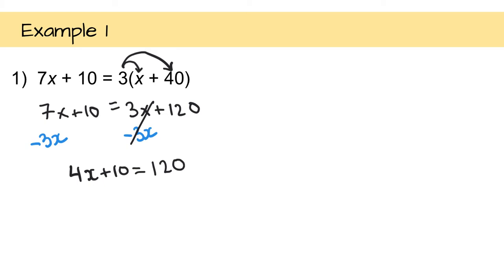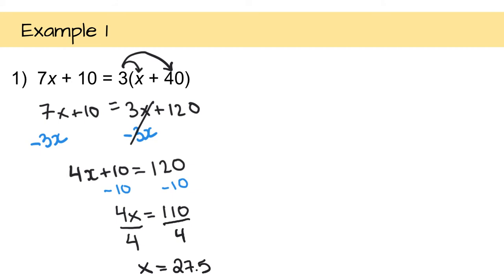So for our next step, we're going to move our constant terms over. So to make 0 on the side, we're going to subtract 10. And what we do to one side, we do to the other side. So that's going to leave us with 4x is equal to 110. And then for our last step, we would do the inverse operation. So we're multiplying by 4 here, so we would divide by 4. And that gives us a value of x equal to, a final answer of 27 and 5/10.